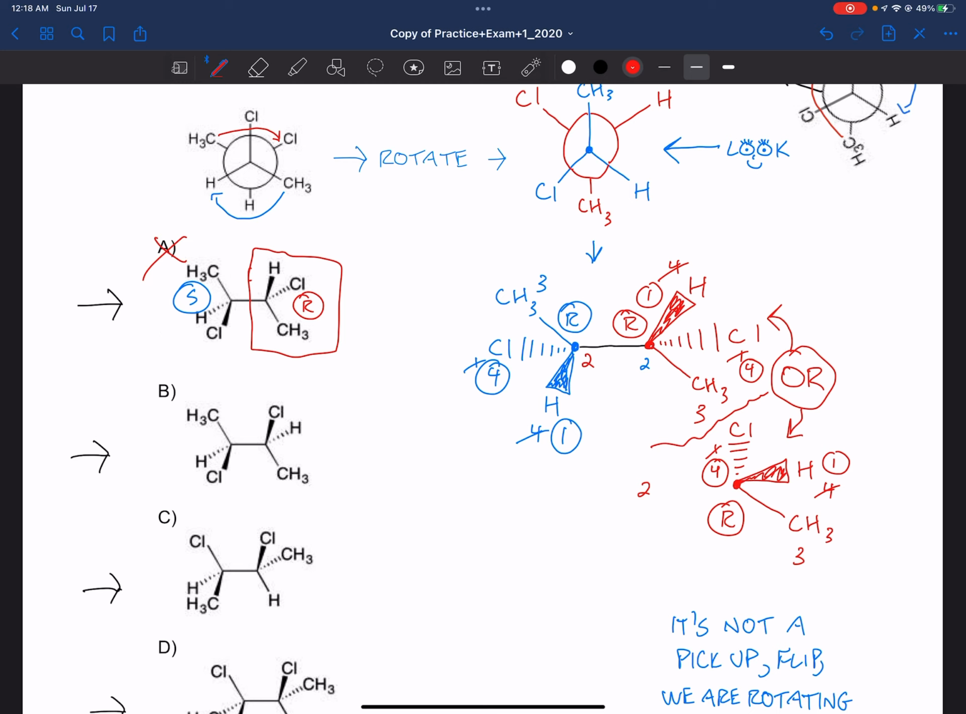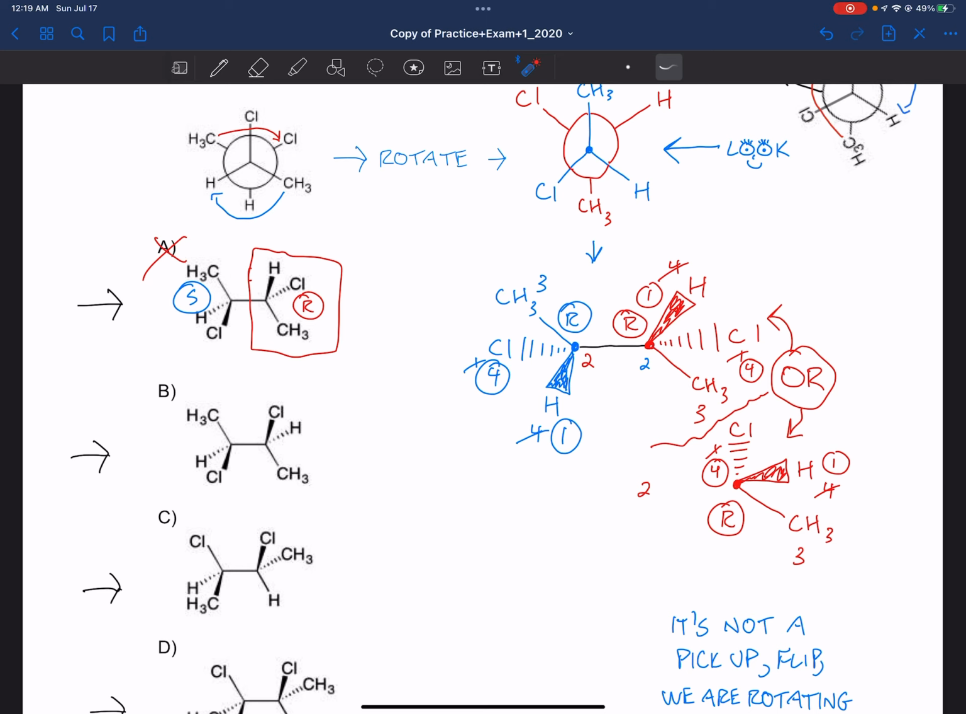Now, B is very interesting because look at this. The methyl groups are in line, which is what we want, and both chlorines are coming towards us, okay? Now, in our model here, our hydrogens are coming towards us, our chlorines are going away from us. But if we rotated our model, couldn't you say that our chlorines are then coming towards us and our hydrogens are going away from us?